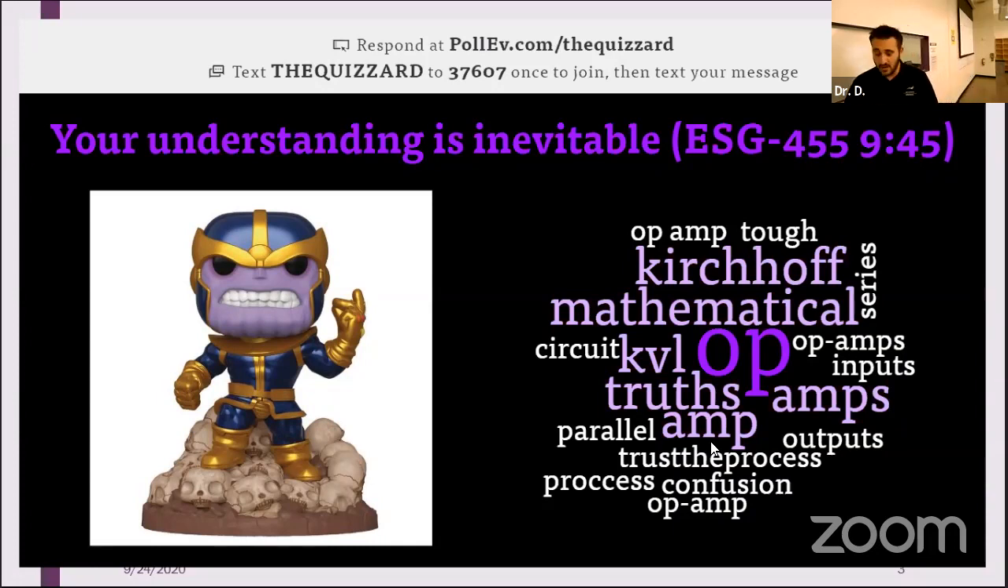When can you use KVL? Anytime that you have a closed loop. So how do I know which one to use? Do I always need to use both? More often than not in complex circuits, you're going to need to use some combination of the two.